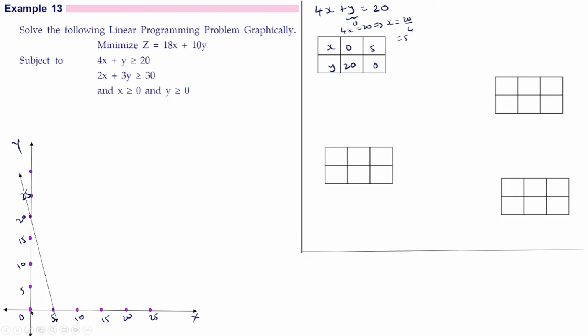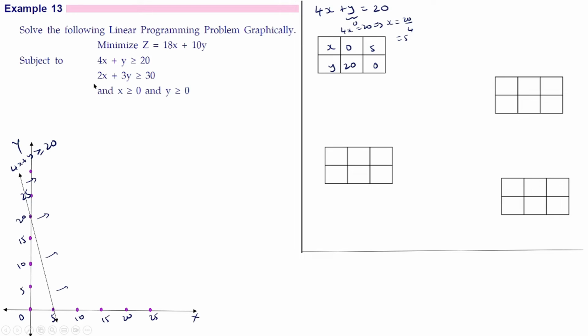If we consider the origin, the coordinates of the origin are 0, 0. If we substitute x as 0, y as 0, 0 is not more than 20, it is less than 20. So the origin does not lie in the region corresponding to this inequality. So it is the other side. So this is the region corresponding to 4x plus y greater than or equal to 20.